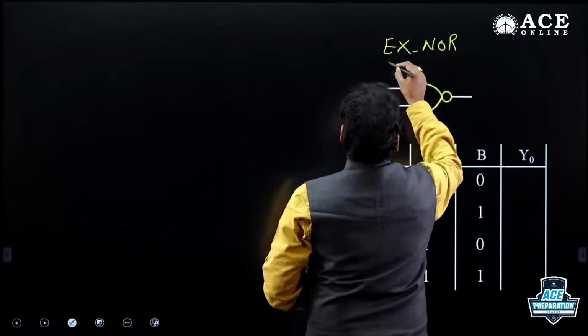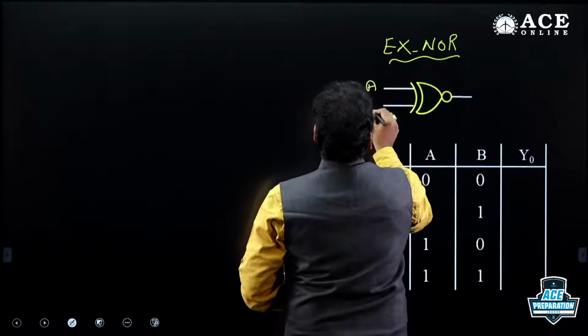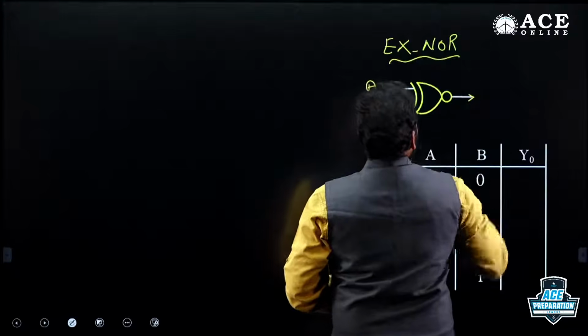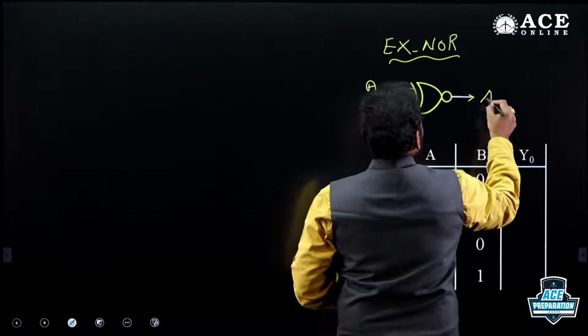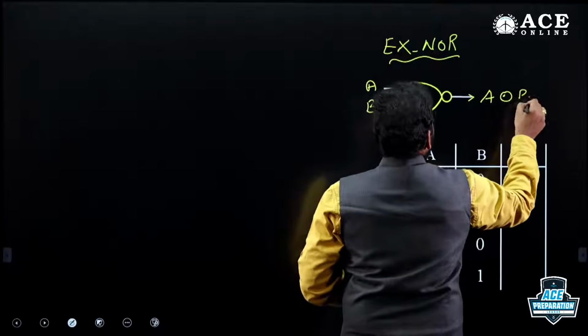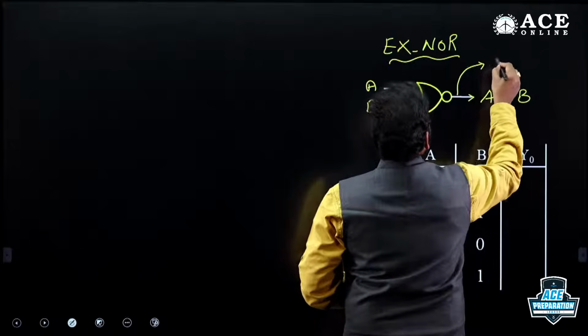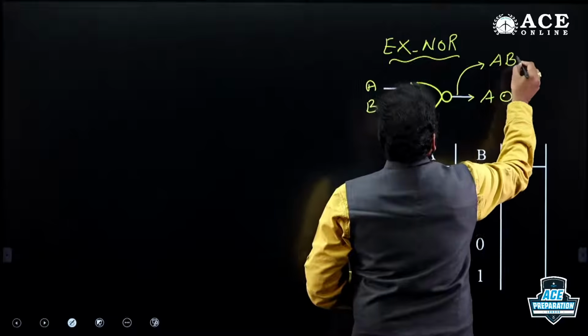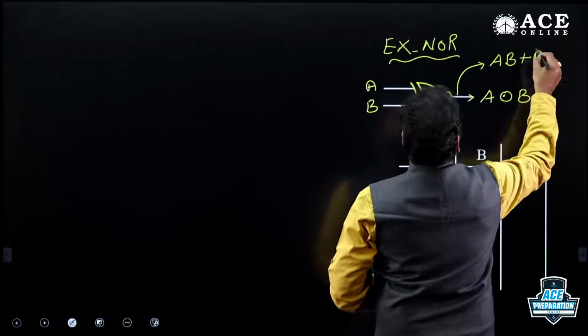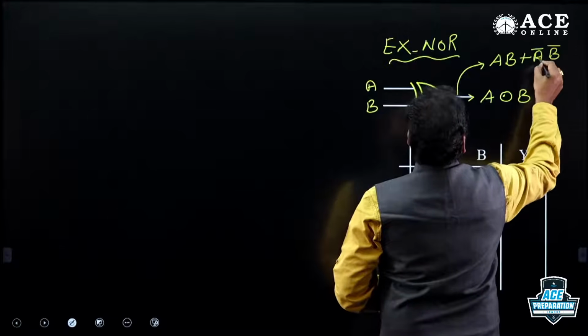Exclusive NOR gate, just the complement of the XOR gate. The logical symbol is A XNOR B, and the expression is AB plus A bar B bar.